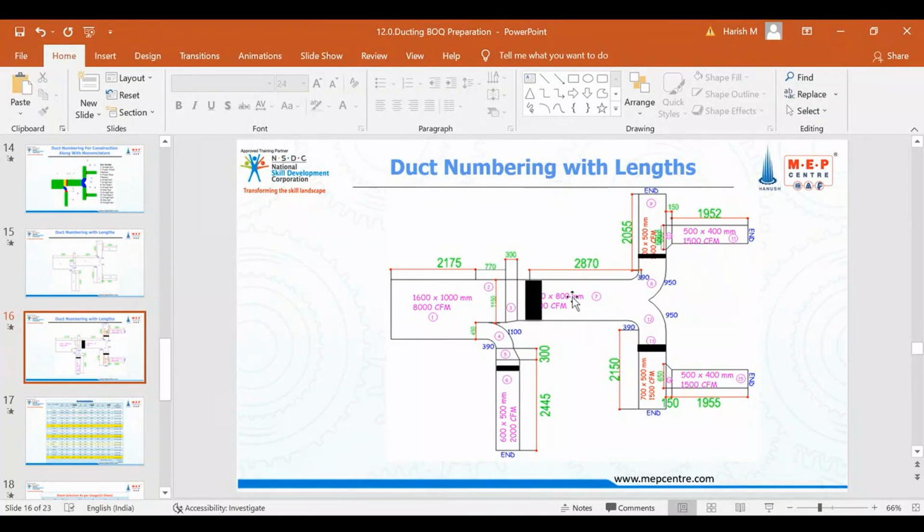As it needs to split into 2,000 and 6,000, if I don't have a controlling device here, what is going to happen? 8,000 and 6,000 may go here. And wherever we need 6,000, there 2,000 will go. So that air is not properly distributed. So that is the reason we need to have a VCD here. This VCD should only allow 2,000 CFM.